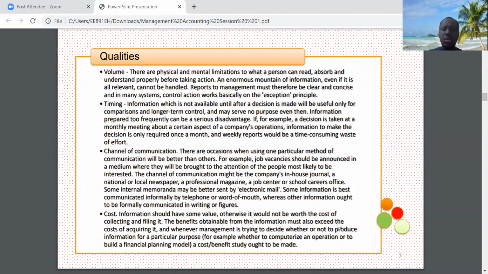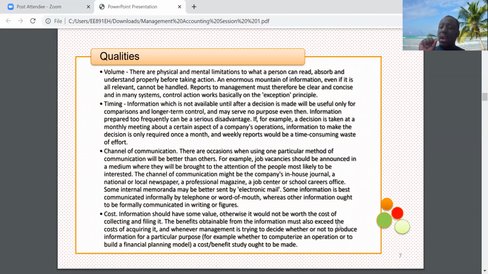Then the channel of communication. This is the method by which you communicate the information, right? So, for example, there are things you deliver face-to-face. There are things you deliver through social media. There are things you deliver through a letter. There are things you deliver through email. So always remember that understanding the channel of communication is critical to delivering information.